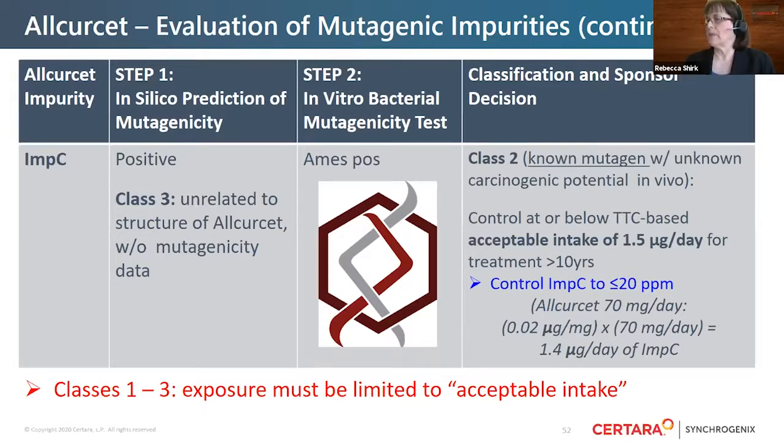And because Allcurcet will be dosed at 70 mg per day, they determined that they would control it to less than or equal to 20 parts per million, which is the same as 0.02 micrograms per mg, times a dose of 70 mg per day, brings them into a maximum intake of 1.4 micrograms per day of impurity C over their lifetime. So impurities that are classified as a class 1, class 2, or class 3 must be limited to an acceptable intake. And that's the approach that they took for impurity C. Next slide, please.